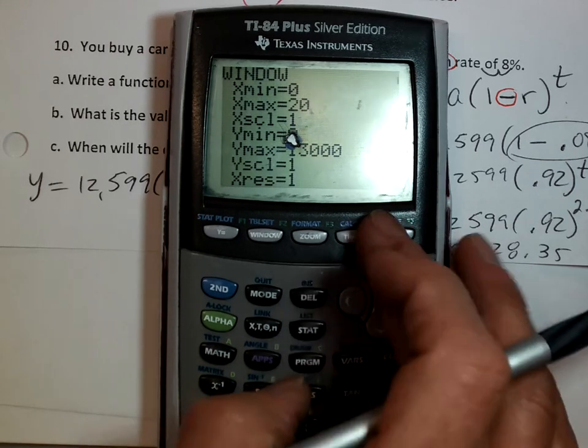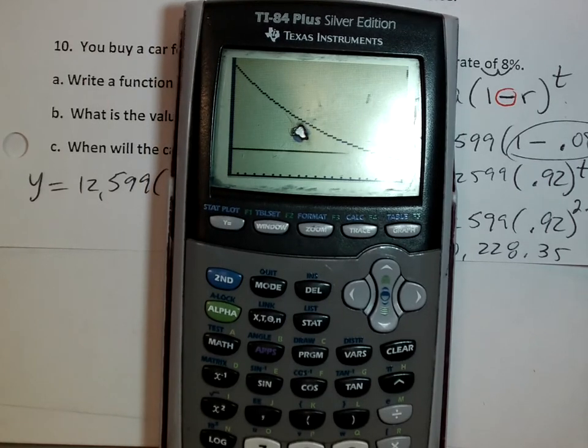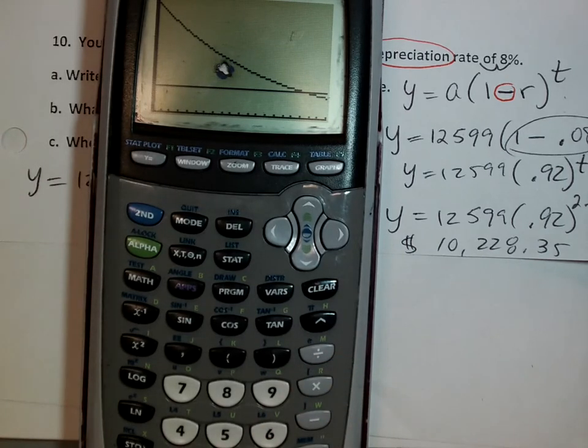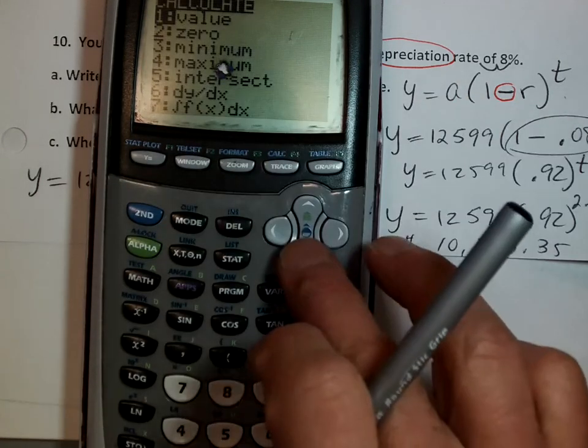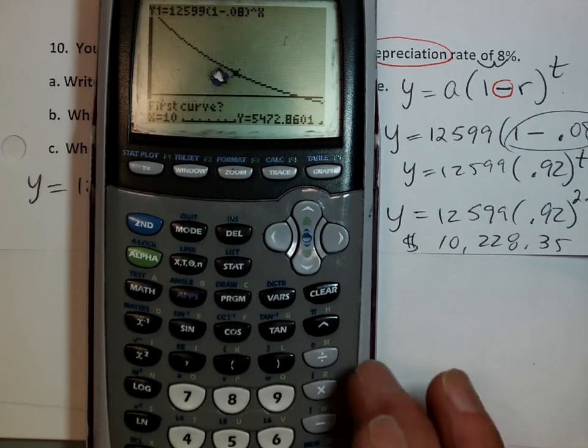So let's graph this. Okay, here's the car. It's dropping in value over time, and there's the 3,000. So if I can find out this intersection, I got the answer, right? How do you find that? Great question. In this little blue button here, it's called calculate. There's all sorts of cool things here. So I'm going to go second, calculate, and there's an intersection button. See that? So I go to intersection, and I'll say okay.